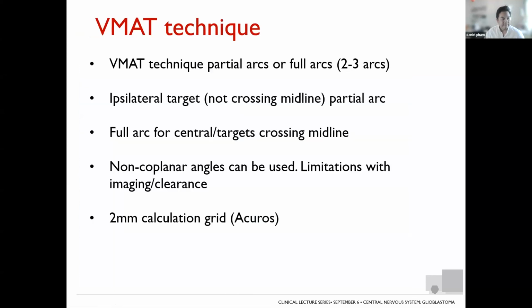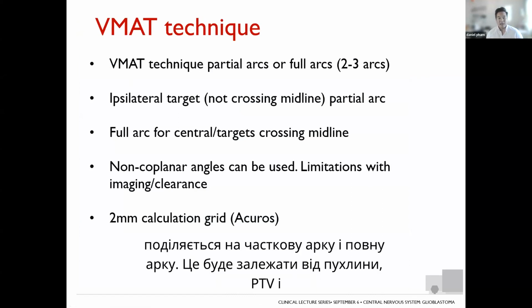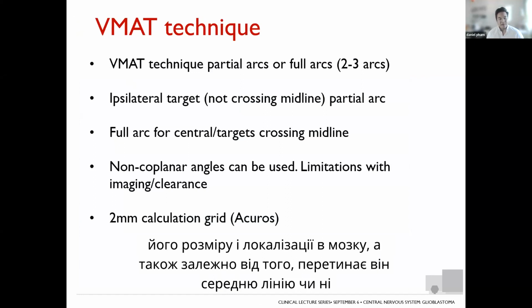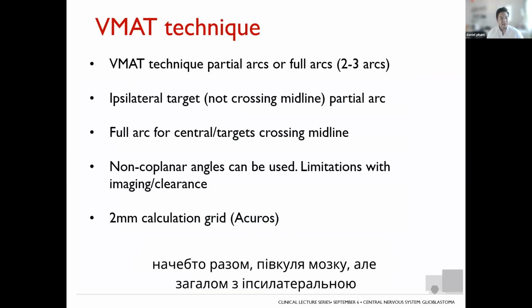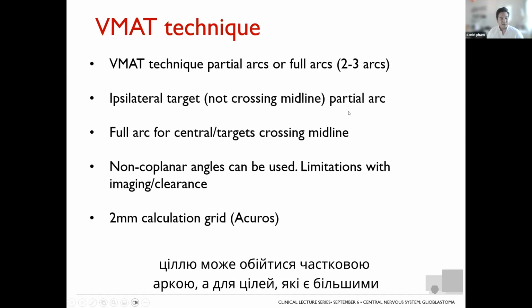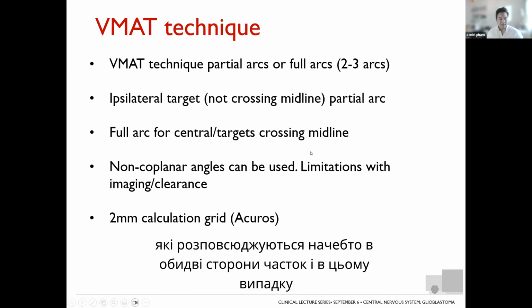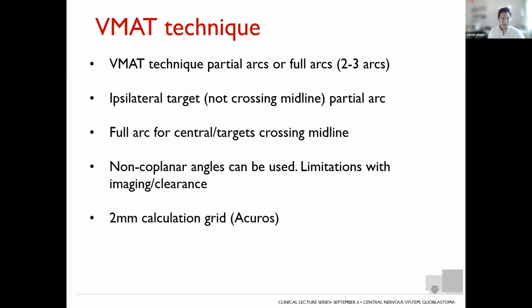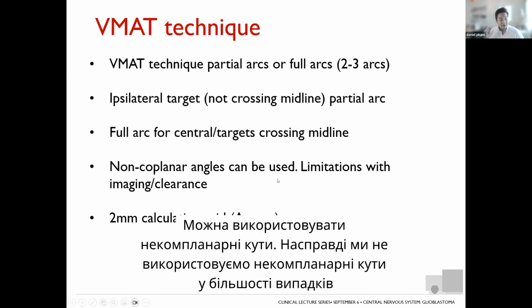The VMAT technique can be based on either partial arcs or full arcs. It really depends on the tumor, the PTV, its size in the brain, and whether or not it crosses the midline to the other hemisphere of the brain. But generally, with ipsilateral targets, you can get away with a partial arc. And for targets that are larger, that cross both sides of the lobes, then a full arc can be used. And non-coplanar angles can be used.